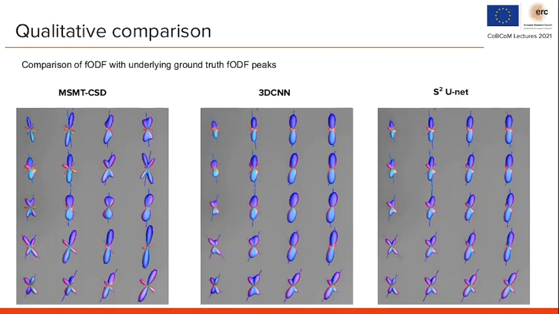In this slide, you can see a qualitative comparison of fODF estimations with underlying ground truth fODF peaks. Here we can notice that multi-shell, multi-tissue CSD is more prone to produce false peaks, and on the other side, deep learning approaches sometimes tend to provide over-smoothed fODFs. This smoothing is more prominent in the case of 3D CNN.